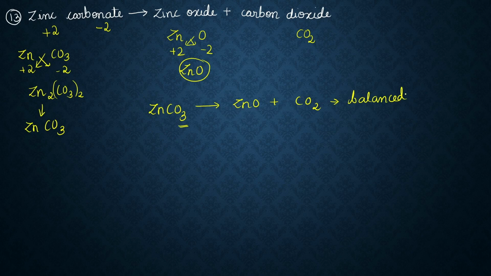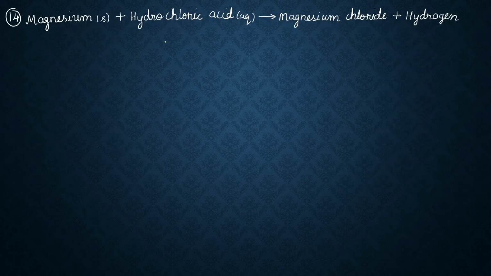Now let's move on to the next question. Magnesium reacts with hydrochloric acid to give magnesium chloride and hydrogen. So here I guess only magnesium chloride formula needs to be derived. So magnesium cationic valency is +2, chlorine anionic valence is -1. So if you cross over the charges, it becomes MgCl2.